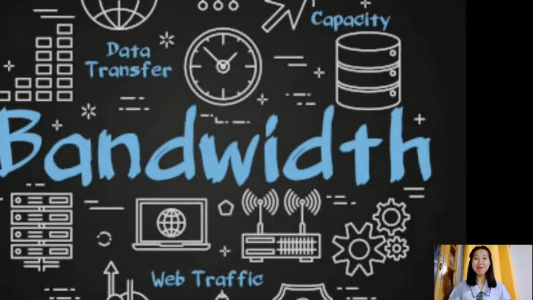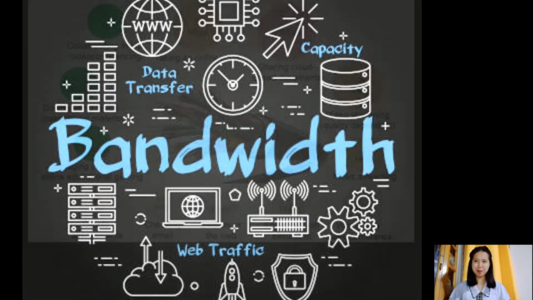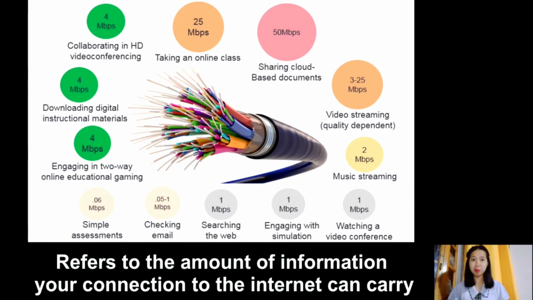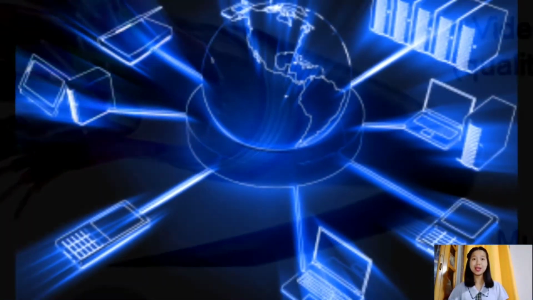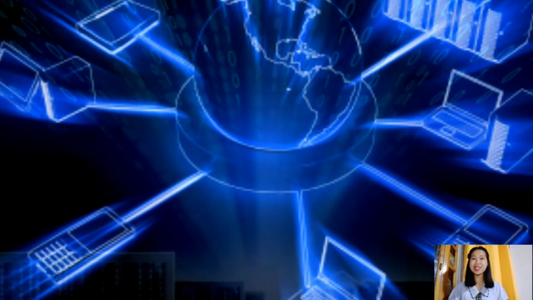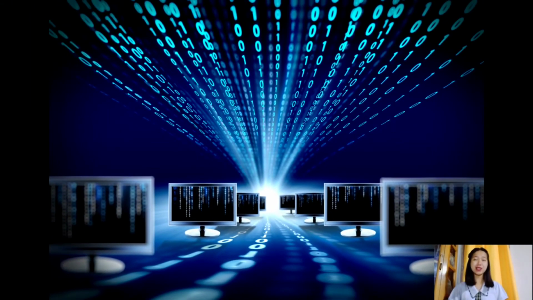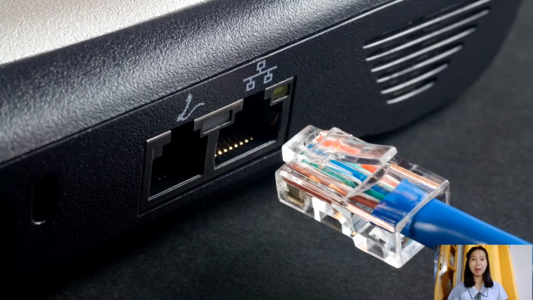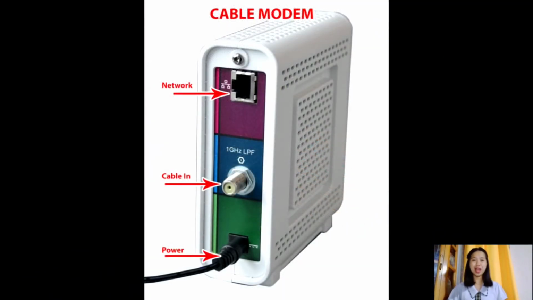First is bandwidth. Bandwidth connects the world to the web. It also refers to the amount of information your connection to the internet can carry, usually measured in bits per second. It also describes the maximum data transfer rate of a network or internet connection. For example, a gigabit internet connection has a bandwidth of 1000 Mbps or 125 megabytes per second. And also an internet connection via cable modem may provide 25 Mbps of bandwidth.